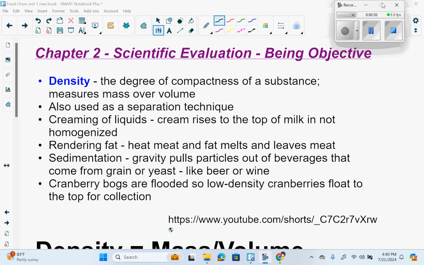Sedimentation. Gravity pulls particles out of beverages that come from grains or yeast, so you don't want things like beer or wine to have the grain particles in them. And then cranberry bogs are flooded, so low density cranberries float to the top for collection. And if you want to check that out, I did post that video, so it's kind of cool.